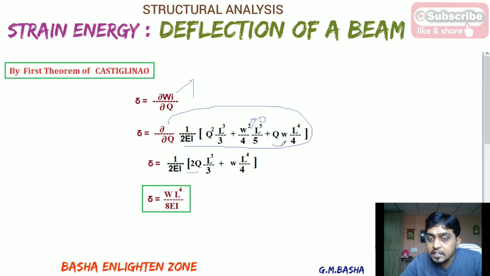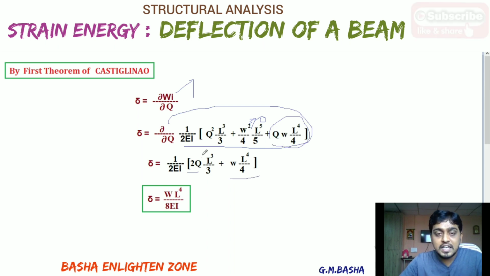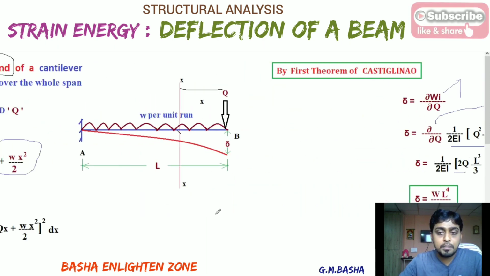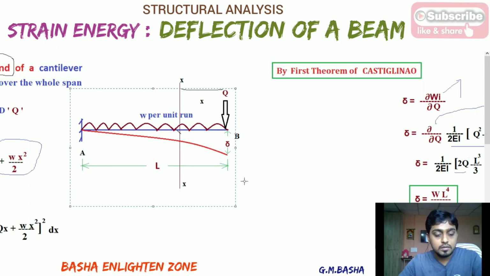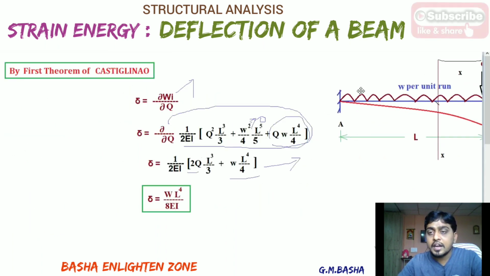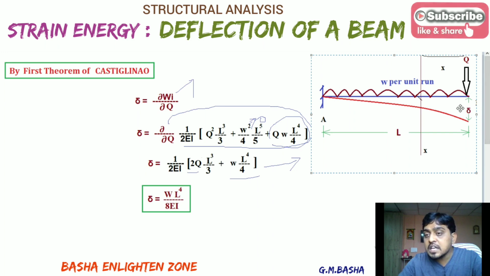Again partially differentiate this term with respect to Q. Partially differentiating with Q will be equal to 1 times, that will be equal to WL⁴/4. See here, after partially differentiating you obtain this equation, that is 2QL³/3 plus WL⁴/4. In the first step, in the starting stage, we are introducing an imaginary point load.